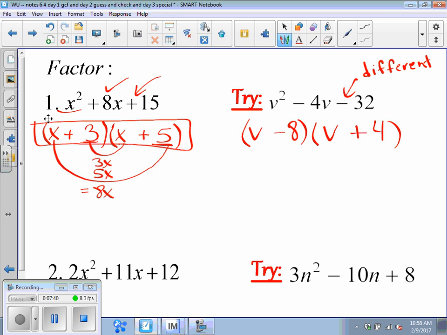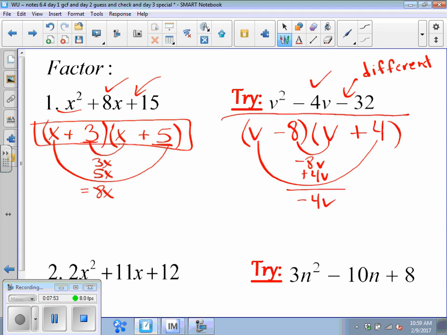So let's check to see if we're right. So this gives me negative 8b. This gives me positive 4b. And when I combine those, I get negative 4b, which is my middle term. So I know that is correct. And it's okay if you put the signs backwards. When you check it, you'll get a positive 4b. And you'll be like, oh, okay, it's the right term, it's just the wrong sign, so reverse those signs.